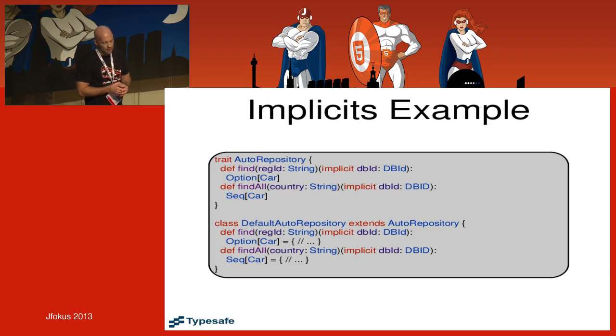And the implementation of this then would look exactly the same. I'm not providing any implementation here because it's not really important, but you can see it also has the implicit on the right-hand side of the method. Right. So that's what you have to do.